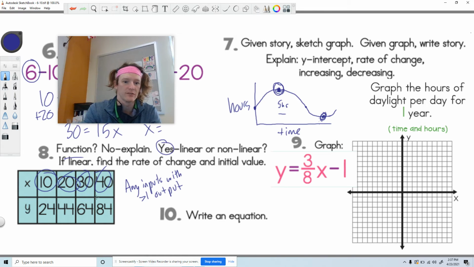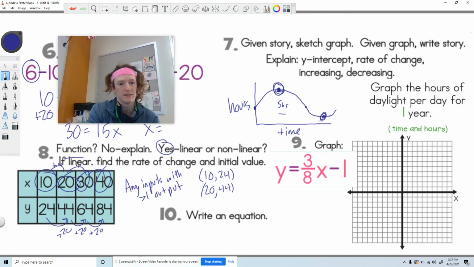A couple things we could do. We could go to Desmos and plot these points: 10, 24, 20, 44. You can plot these points and see if it makes a straight line. Or we can look at our y change. This goes up by 20, this goes up by 20, this goes up by 20. Plus 20, plus 20 every time. Here is 10, up 10, up 10. This is always up 10. So this is a line.